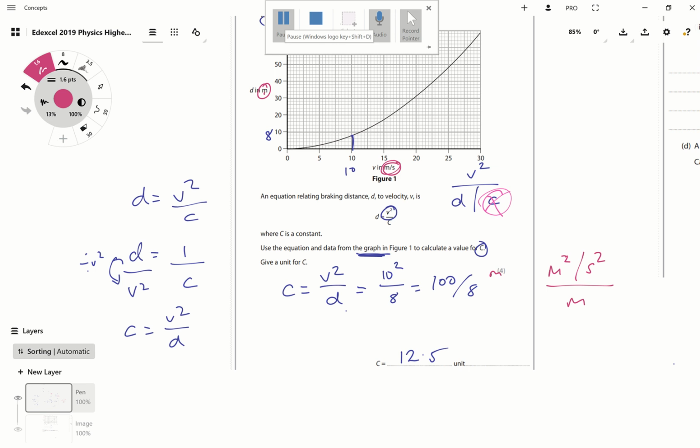So if I was to write that again, that's meters per second squared over meters, because it tells me I need V squared, so meters per second squared. Now that I've got this, I can take M out of both of those terms, and what am I left with? Meters per second squared. So that bit's quite tricky, but I hope this little video helps you with question 1.